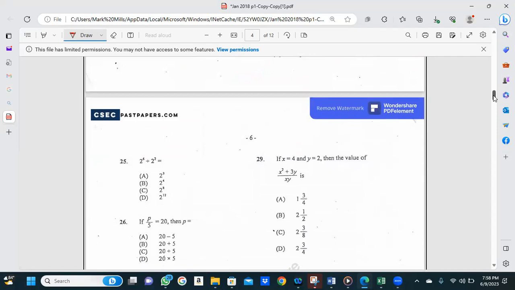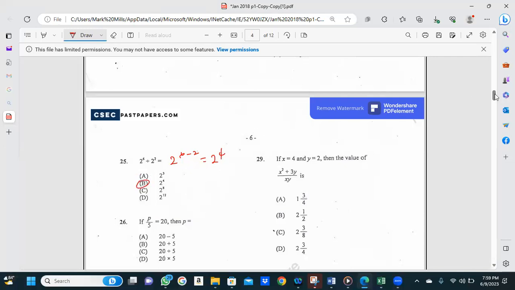All right, so let's go. Okay, so this is 2 to the 6 divided by 2 to the 4th. When we are dividing, you minus, right? So that'd be 2 to the 6 minus 4, which is 2 to the 2. So the answer would be B.